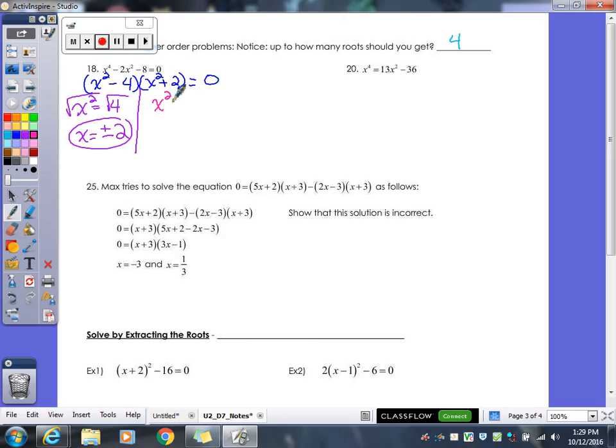On the other side, I subtract my 2 over, so I get x squared equals negative 2. Take the square root. We get x equals plus or minus i radical 2. You always got to take that i out if it's there. So there's our other 2 answers: positive i radical 2, negative i radical 2.